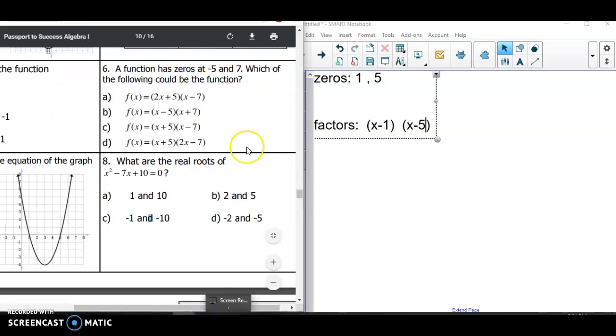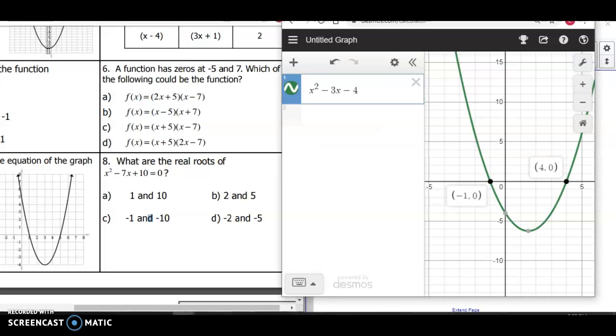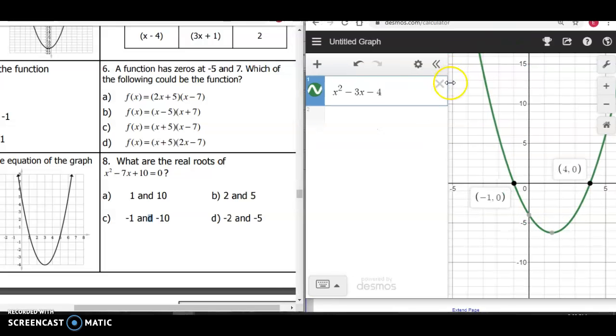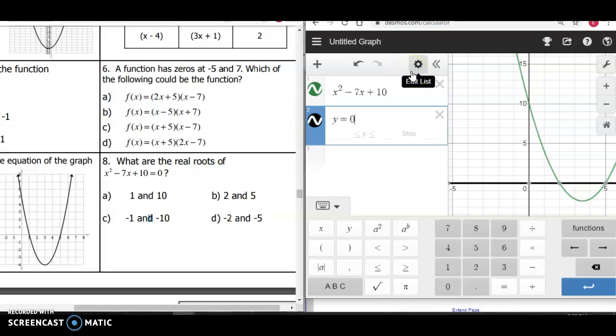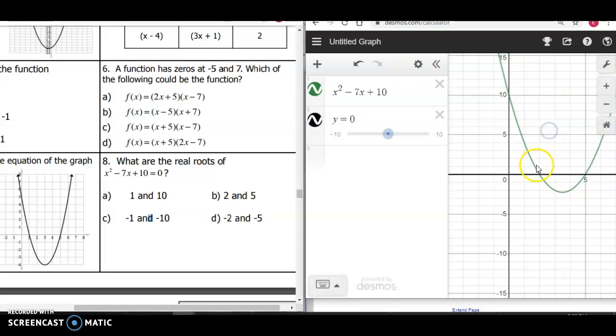Number 8, what are the real roots? Remember, solutions, roots, and zeros are all vocabulary words for x-intercepts. So go to Desmos and type it in. Minus 7x plus 10. Now, I can type in equal to 0 and do it here, but I don't like that, so we're not going to do that. What I could do is say y equals 0, and I see where the lines intersect. So they intersect at 2 and at 5.